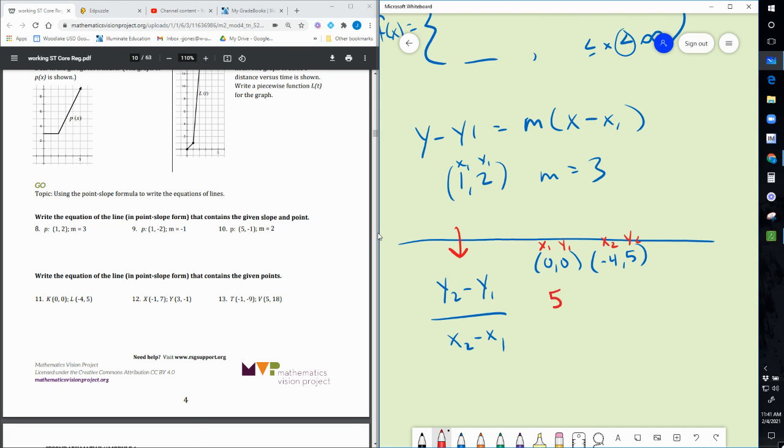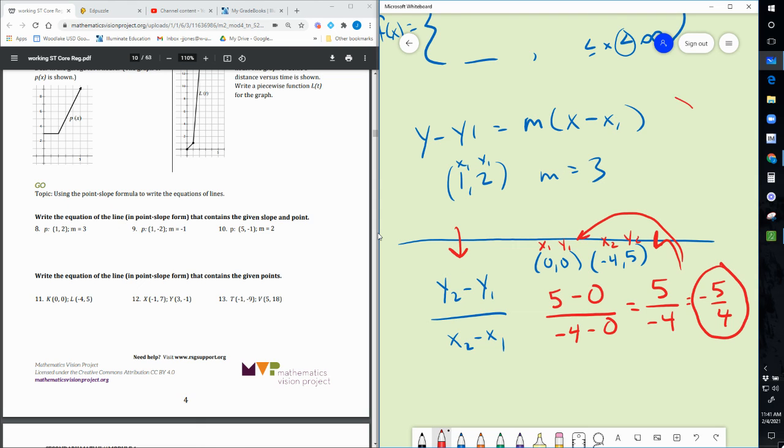So y2 minus y1 over x2 minus x1. Then you go ahead and solve this. 5 minus 0 is 5. -4 minus 0 is -4. And now you have the slope negative 5/4. And you could use this and either one of these points to create an equation that looks like this. And go ahead and give me slope-intercept form also, because that's what we really like.